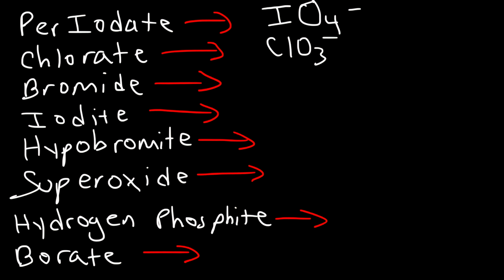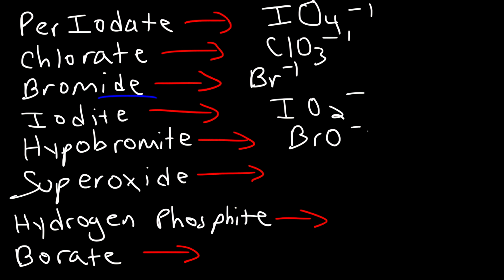Bromide with the ide ending doesn't contain oxygen, so it's simply Br minus 1. All of the halogens, as you can see, have the same charge, negative 1. Iodite is going to have just 2 oxygens, IO2 minus. Hypo with ite is going to have 1 oxygen, so it's BrO minus 1. Superoxide contains 2 oxygens with a minus 1 charge.